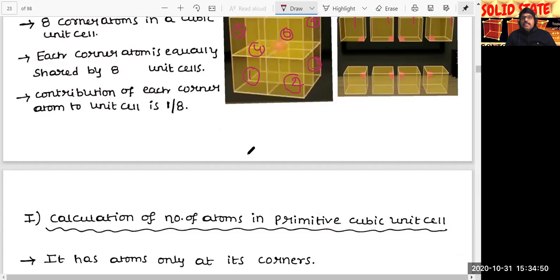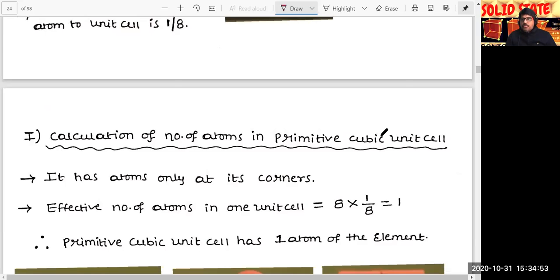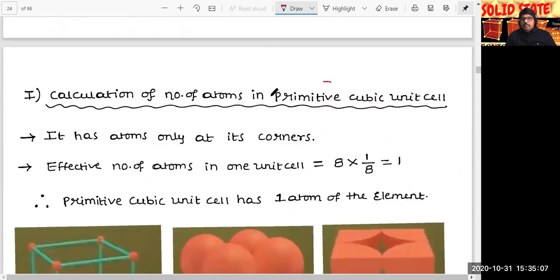Now we need to find the number of atoms in the primitive cube, body centered cube, and face centered cube. That will be the end of this video. Whatever we have understood, based on that we can easily calculate. So first let us take the primitive unit cell, primitive cubic. Primitive cubic means basically a cubic unit cell, a equal to b equal to c, alpha equal to beta equal to gamma equal to 90. And a primitive unit cell means the particles are present only at the corners.